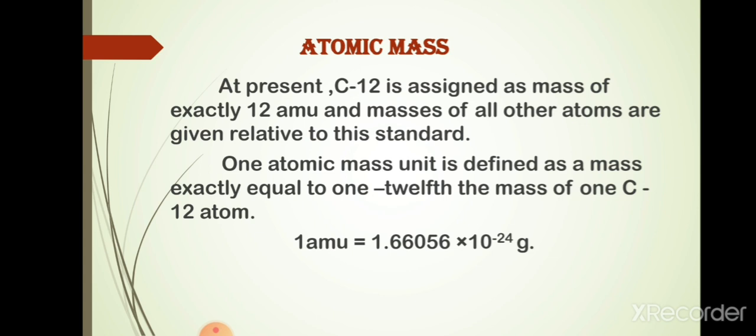That is, one atomic mass unit is defined as a mass exactly equal to 1/12 the mass of one carbon-12 atom. That is, 1 AMU is equal to 1.66056 into 10 raised to minus 24 gram.